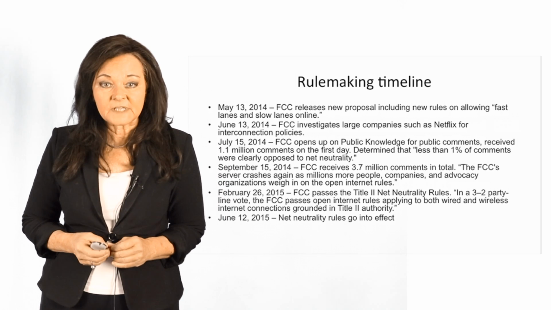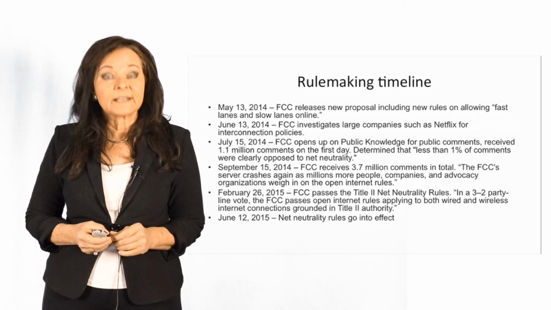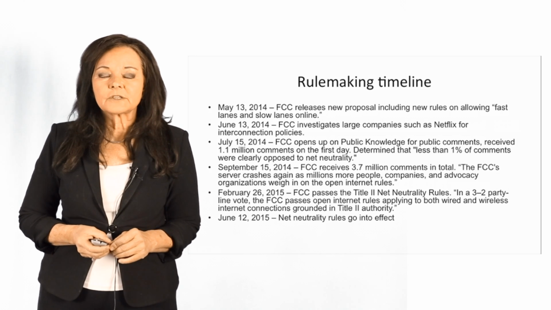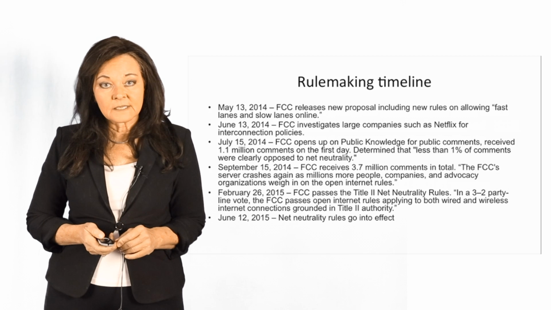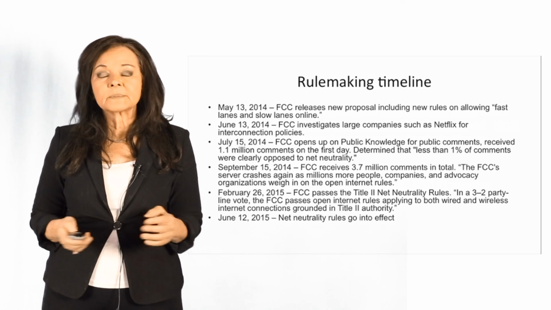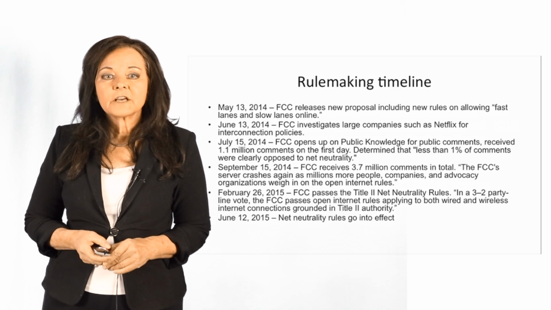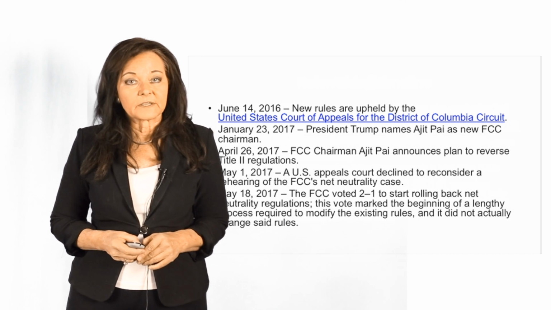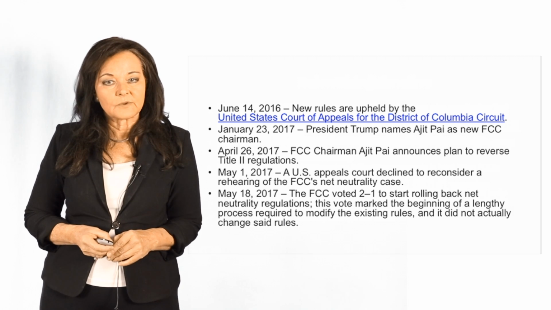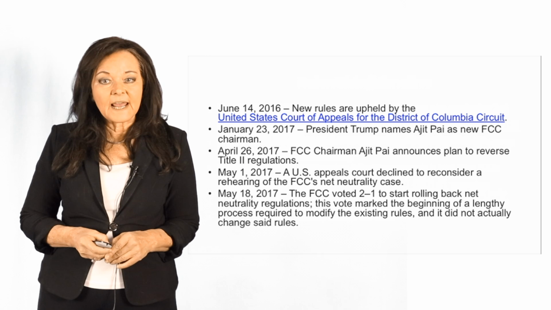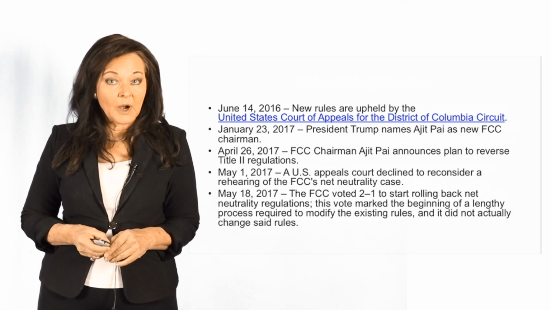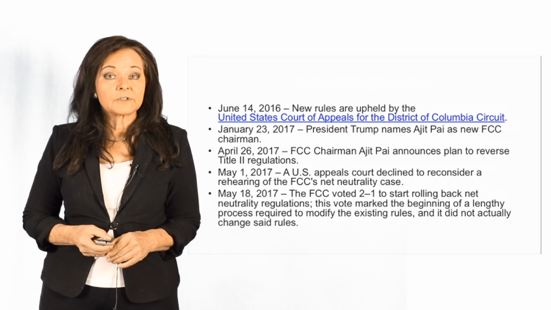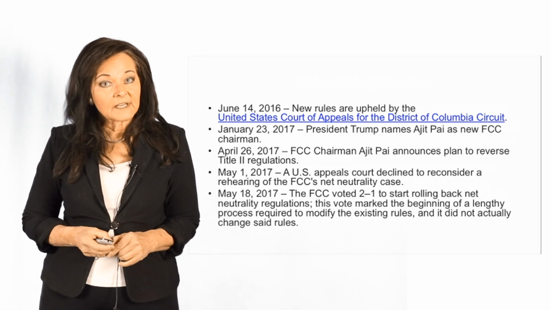In February 2015, the FCC passes the Title II net neutrality rules. So this is now 2015. And in June 2015, net neutrality rules go into effect. So finally, net neutrality becomes the law in 2015. June of 2016, the new rules are upheld by the U.S. Circuit Court of Appeals for the District of Columbia. And then January 2017, President Trump names a new chair for the FCC who is strongly opposed to net neutrality. So in April 2017, the new FCC chair announces a plan to reverse these regulations.